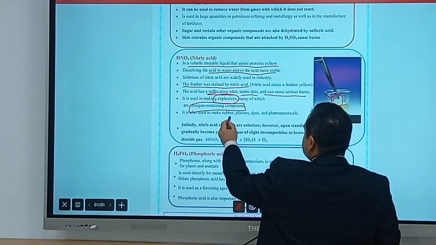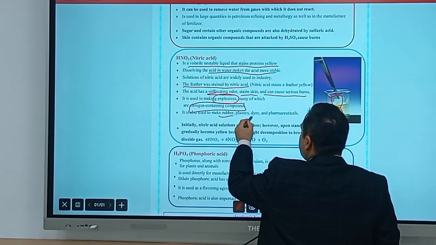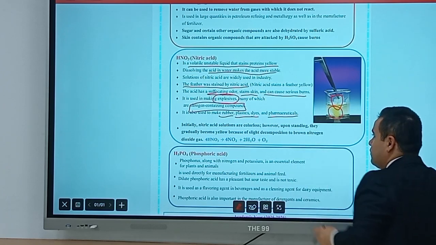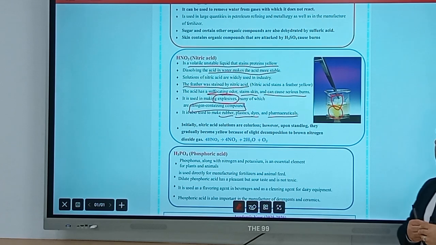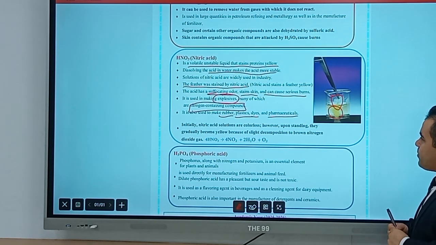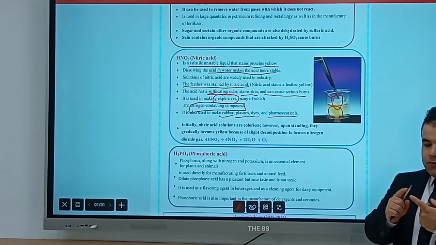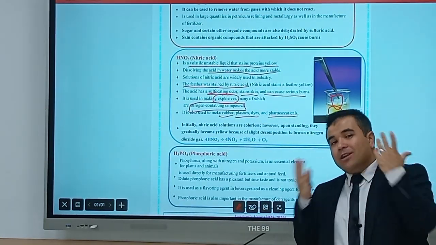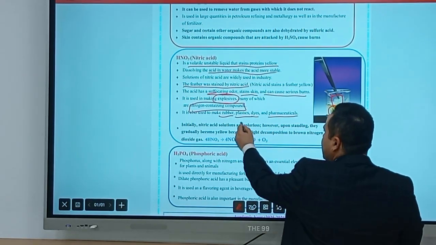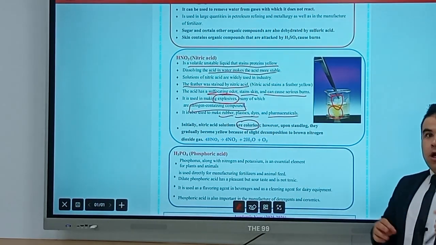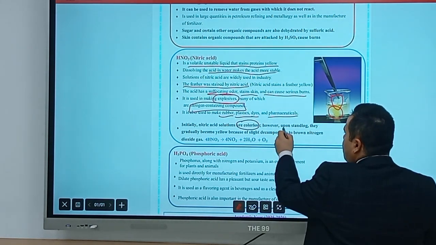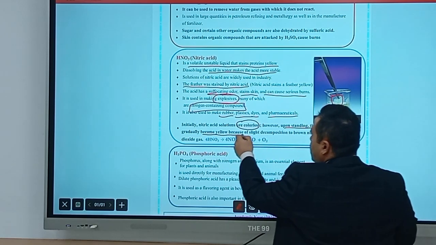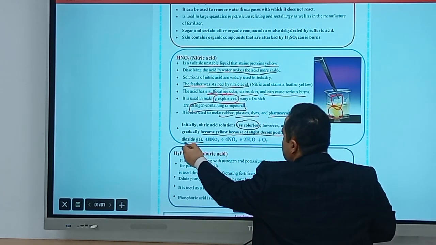In terms of other applications, it's used for the production of rubber, plastic, dyes, and pharmaceutical products. For the pills, for the medicine, it produces the medicines. In terms of color, guys, it passes through three colors. First of all, initially it's colorless, but when it decomposes, it becomes brown. Upon standing, it gradually becomes yellow because of slight decomposition, producing the brown nitrogen color.